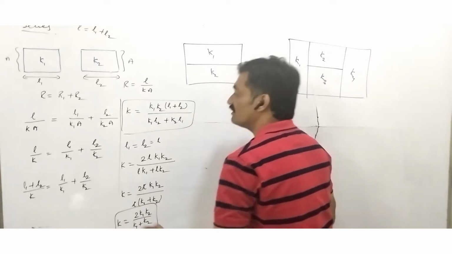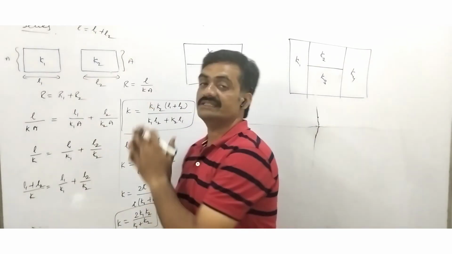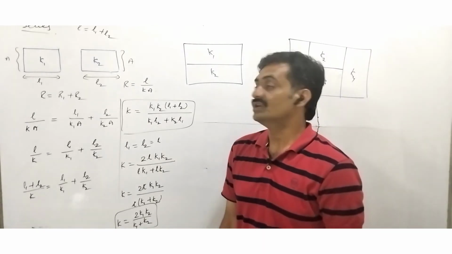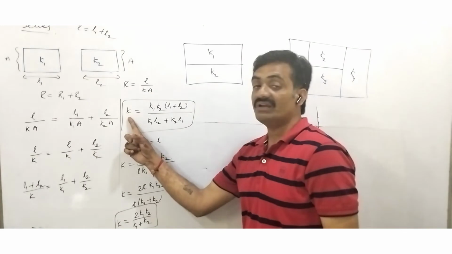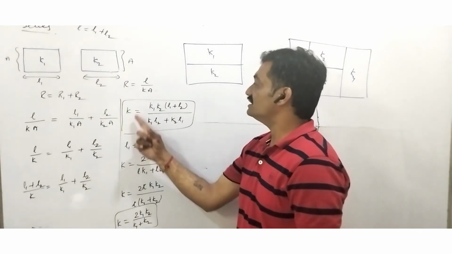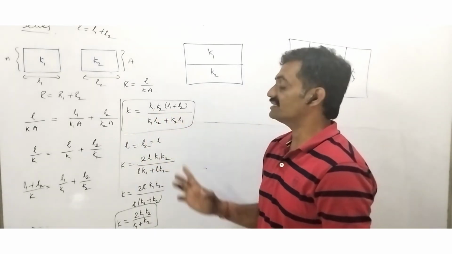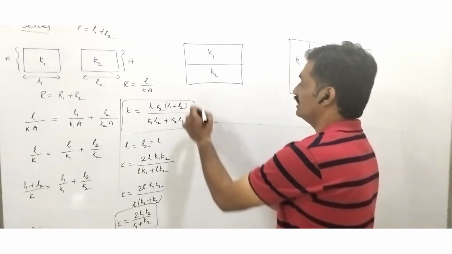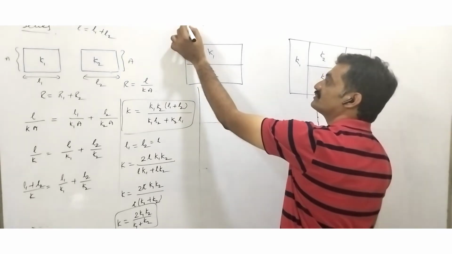The equivalent thermal conductivity when two equal-length rods are connected in series is represented as 2K1 K2 by K1 plus K2. Suppose the lengths of these two rods are different; then the equivalent thermal conductivity of these two thermal conductors in series is K equals K1 K2 into L1 plus L2 by K1 L2 plus K2 L1. Now let us observe the parallel combination.